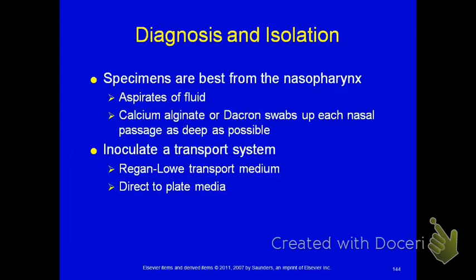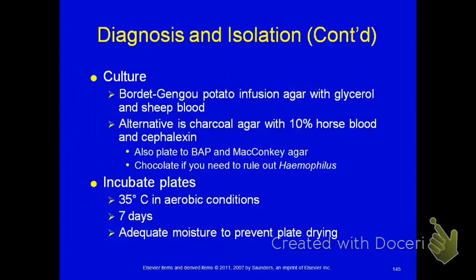Some laboratories would prefer to have a cough plate. Sometimes they allow the patient to cough directly onto the plate, though that's not as ideal as using the nasopharyngeal swab. Culture would be Bordet-Gengou potato infusion agar with glycerol and sheep blood. An alternative would be charcoal agar with 10% horse blood and cephalexin. Cephalexin serves as an inhibitory substance so that respiratory flora would not be able to grow in the plate, so that you'd be able to isolate the Bordetella only.